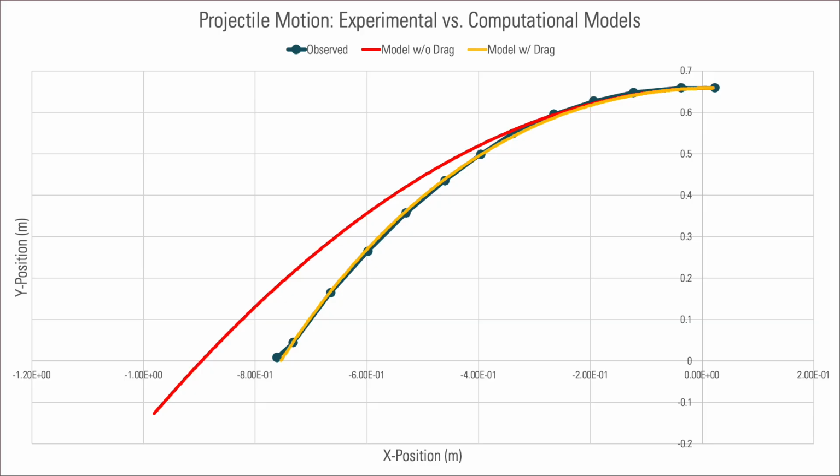Here's the final graph showing all three trajectories. The blue, red, and yellow lines show the observed data, model without drag, and model with drag, respectively. As you can see, the yellow line matches the experimental trajectory much more closely, confirming that air resistance was a significant factor in the paper ball's projectile motion.